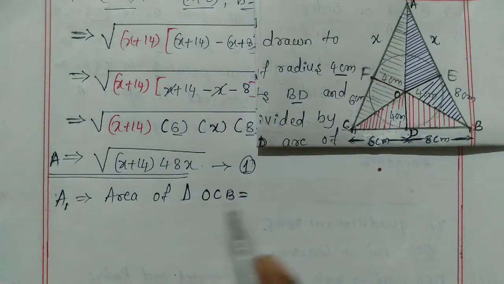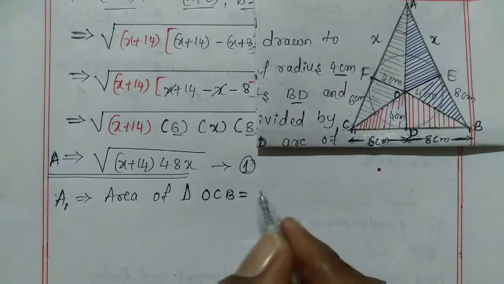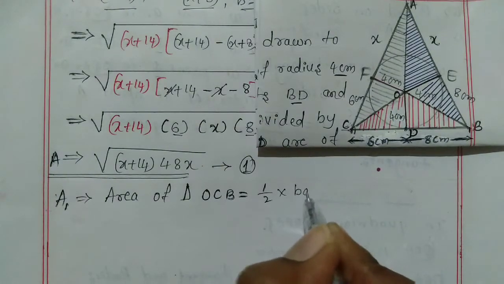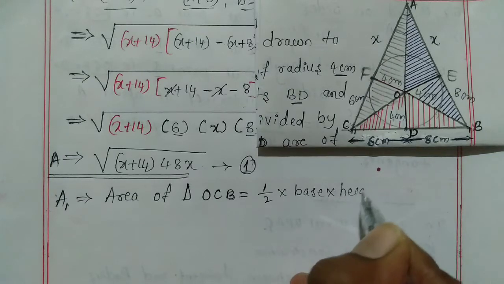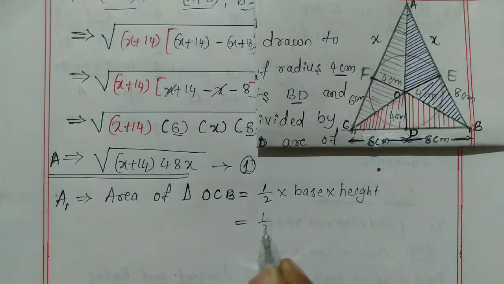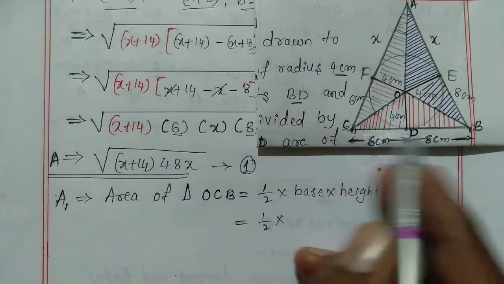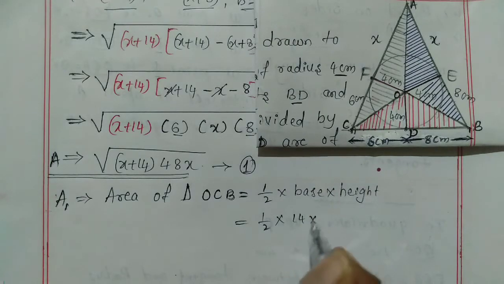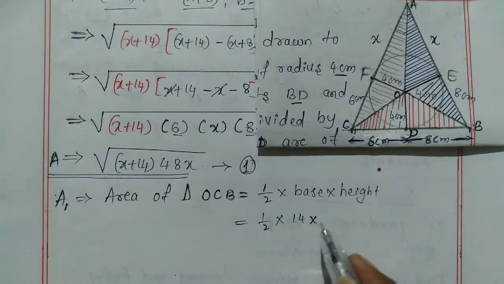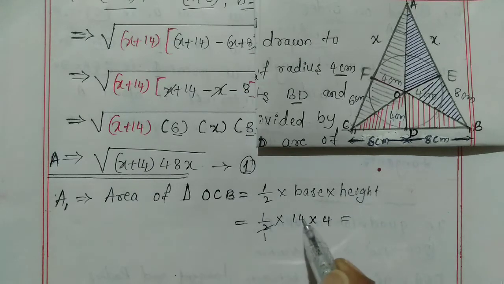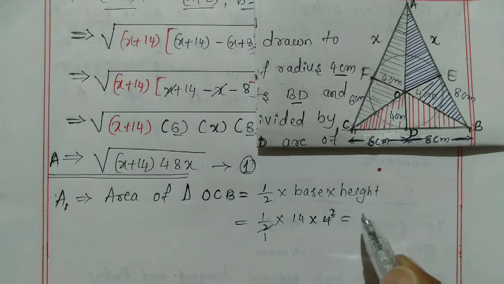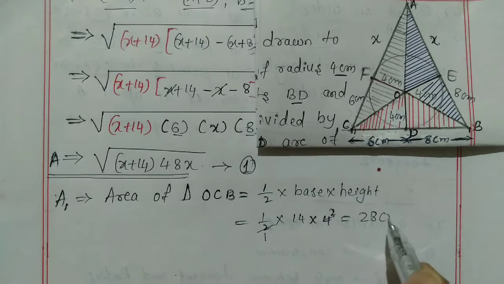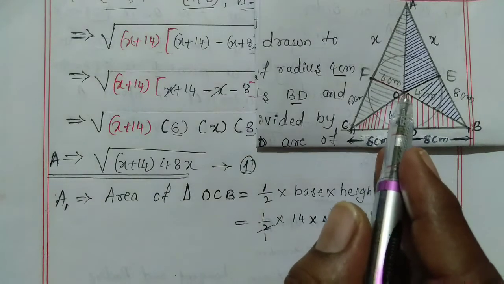So area of triangle OCB is equal to half into base into height. So I will write 1 by 2 as it is. Base is here BC, BC is 6 plus 8, that is 14. So into height, that is OD is perpendicular to this BC, so that is height. So height is 4 centimeter. So 2 1s are 2, 2 2s are 4, 14 into 2 is 28 centimeter square. This is area of triangle OCB.